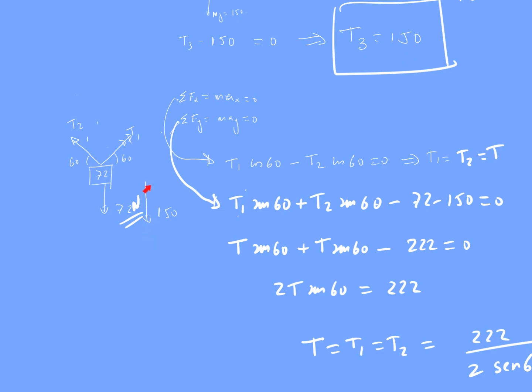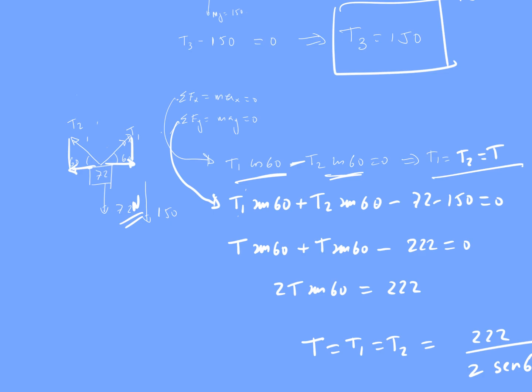So I have to sum the forces in the x direction equal to 0, and sum the forces in the y direction equal to 0. Let's do the x direction first. I see the component of T1 in the x direction, and its magnitude is T1 cosine of 60. I see the component of T2 in the x direction, which is T2 cosine of 60, but in the negative direction. The sum should be 0, so that implies that T1 equals T2, and we call it T.